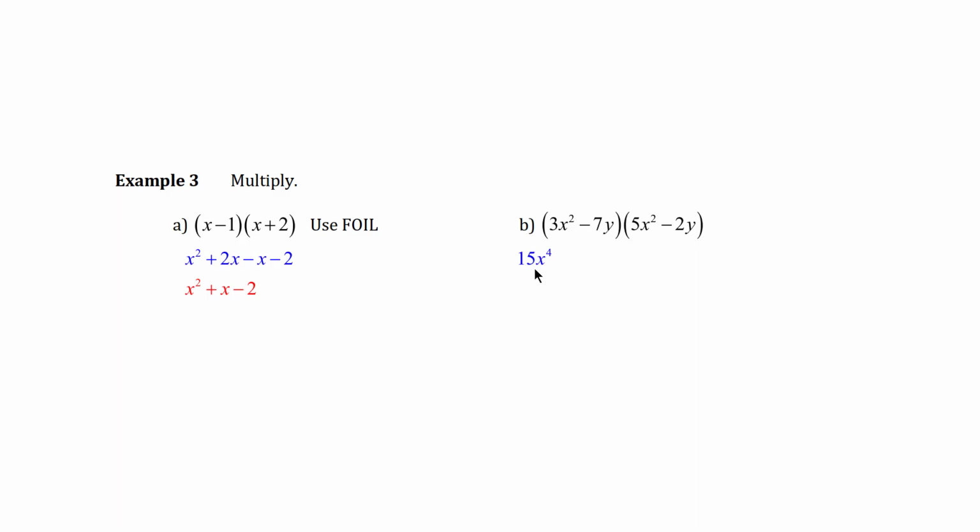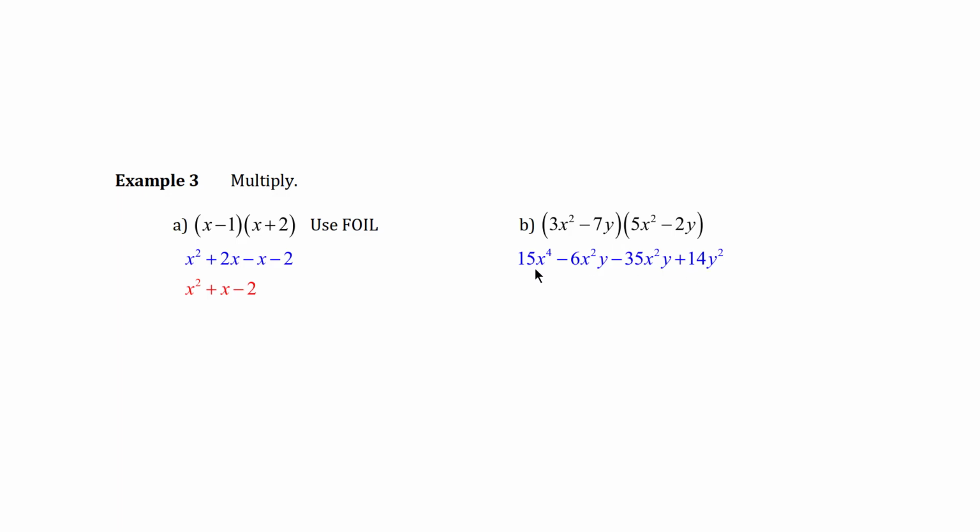Next, we multiply the outer terms, so we multiply 3x squared times minus 2y is negative 6x squared y. Next, we do the inner terms. Negative 7y times 5x squared is negative 35x squared y. Finally, we do the last terms. Negative 7y times negative 2y is positive 14y squared.